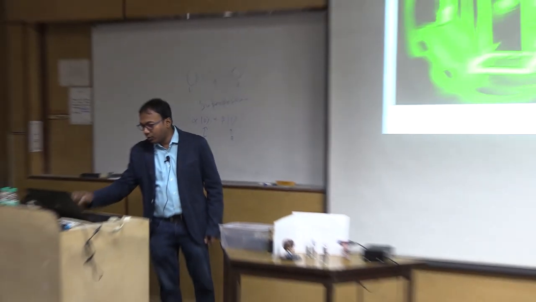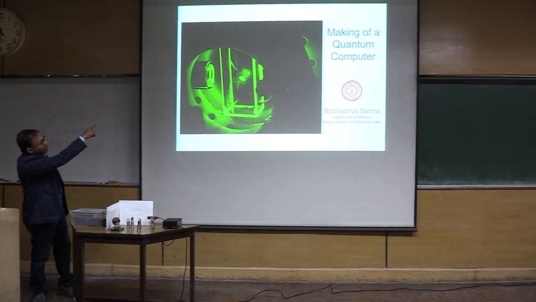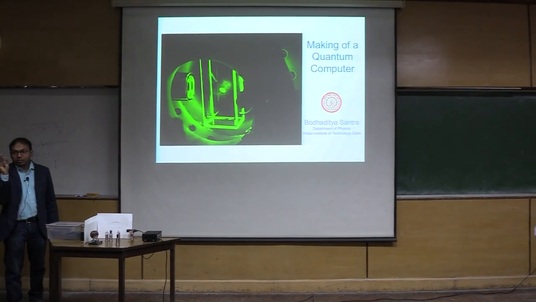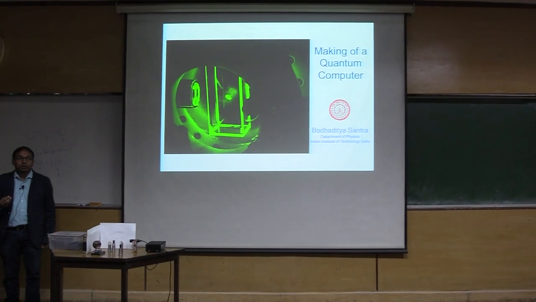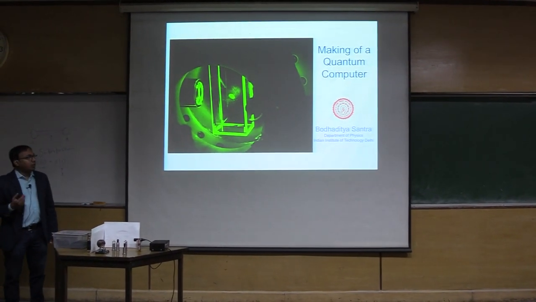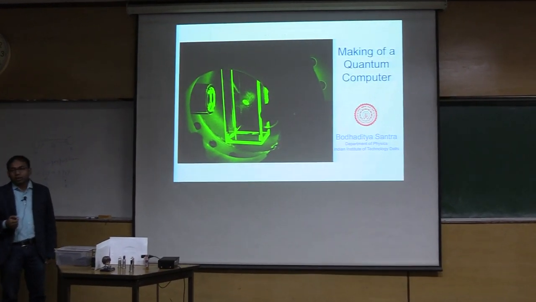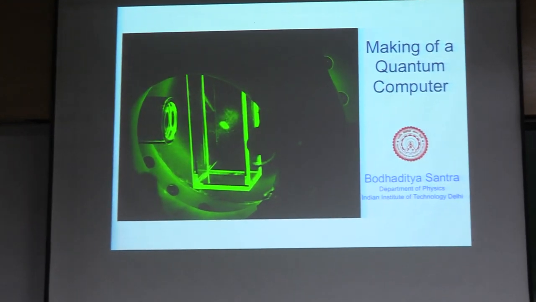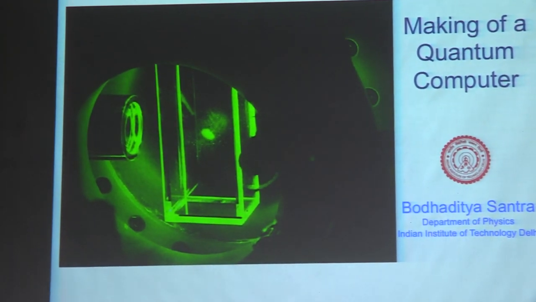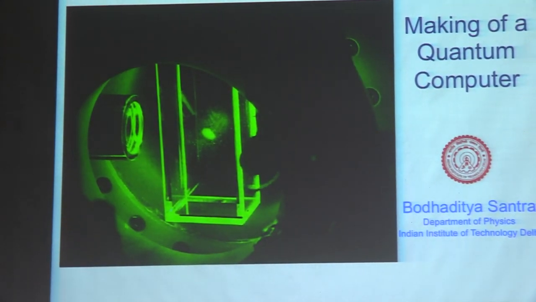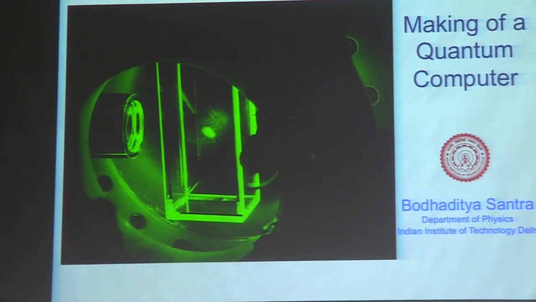Okay, before I go there, maybe I briefly tell you what you are seeing here. This green small blob, these are actually atoms. These are ytterbium atoms, right? There are about 50,000 atoms, or maybe slightly more than that. And they are very, very cold. Their temperature is 10 microkelvin or something.